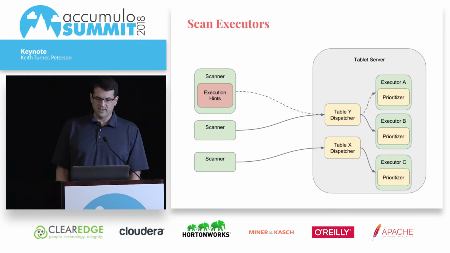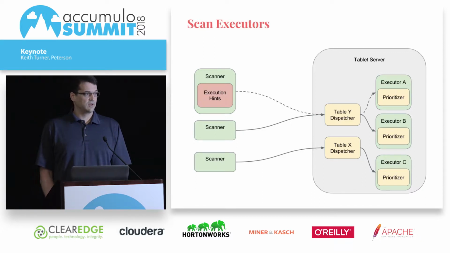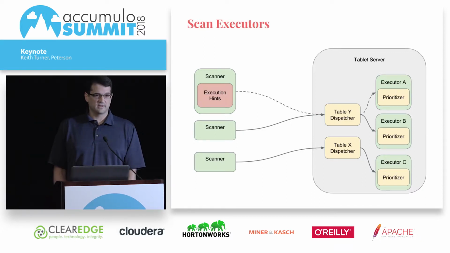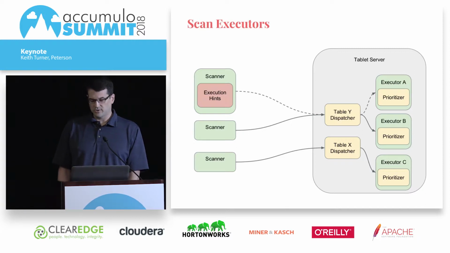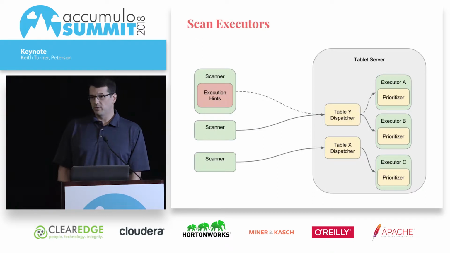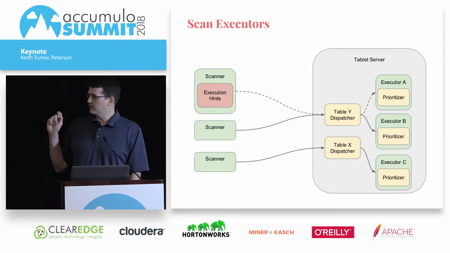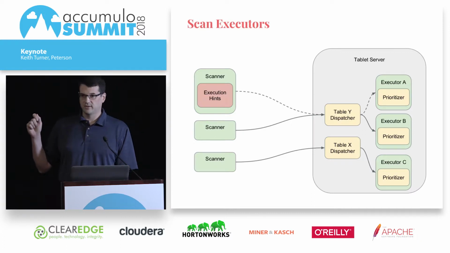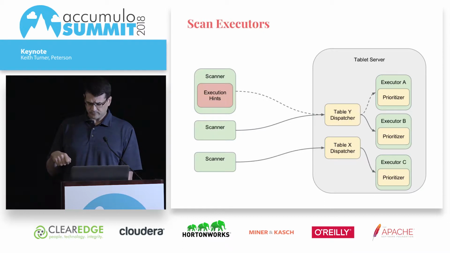And the reason for this is that scans are processed by one thread pool or executor in the tablet server. And that thread pool just has a FIFO queue. It doesn't have anything to prioritize it. So in Accumulo 2.0, you can create multiple executors. And for each executor, a user can write a prioritizer. And that's one of these new SPIs.